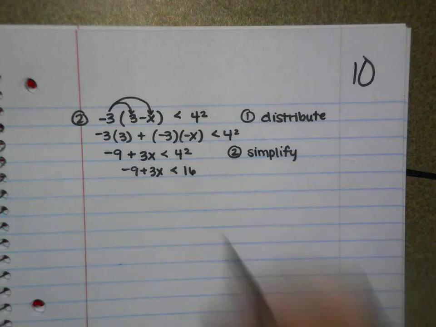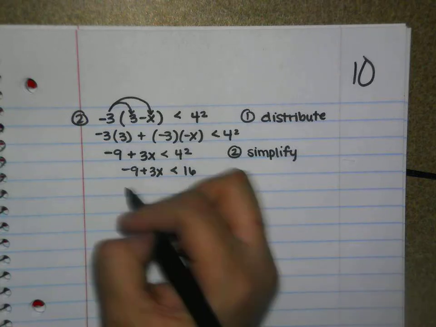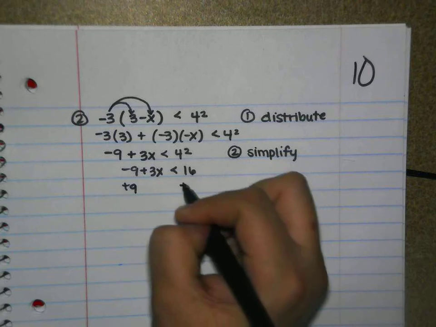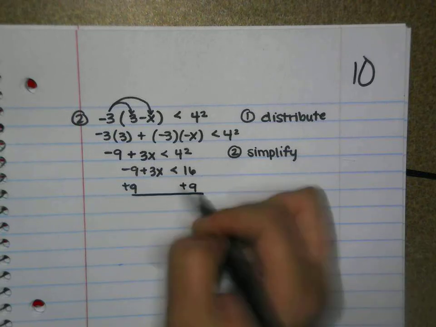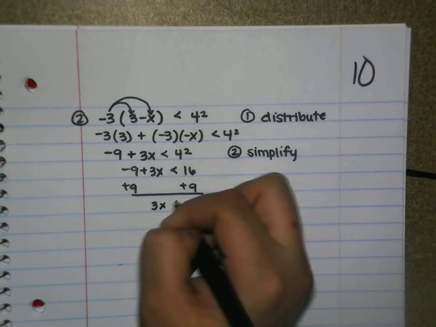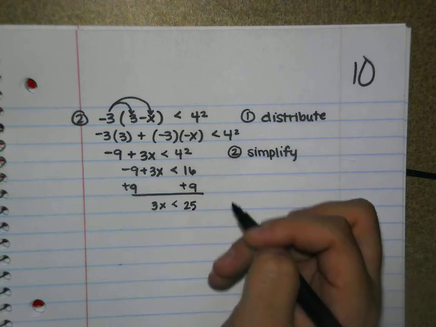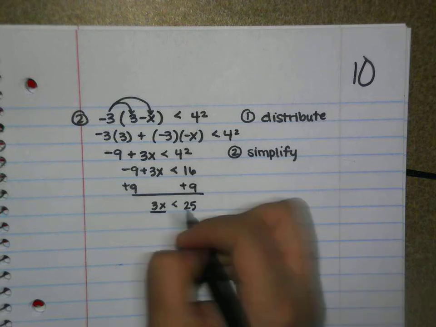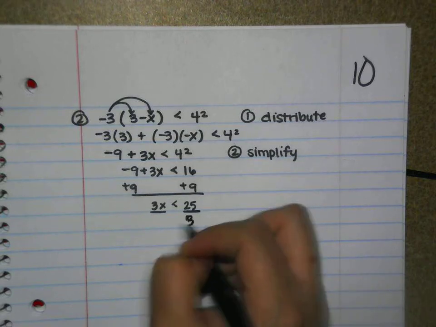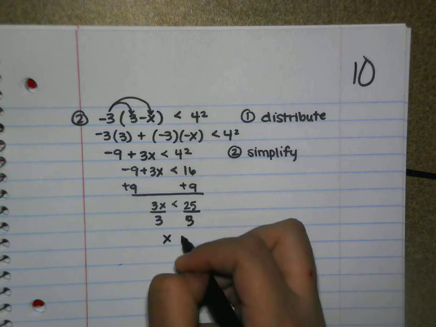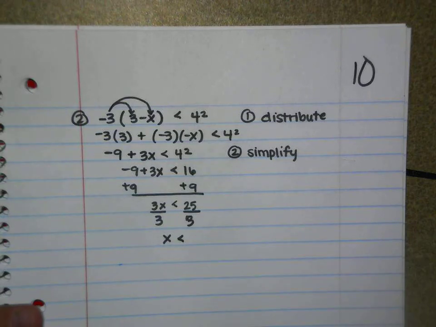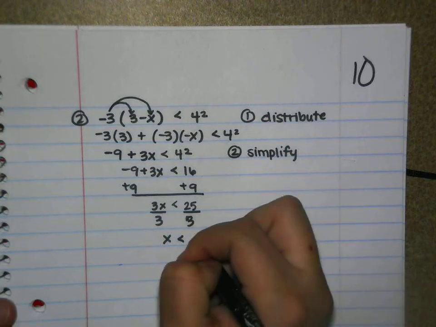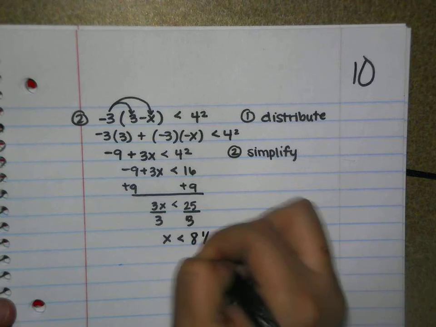Now we're going to add or subtract if the constant is by itself. So we're going to add 9 to both sides because that is the constant by itself, leaving us with 3x is less than 25. We're going to divide both sides by 3, and that's going to give us x is less than 8 1/3. So we could just leave it at 8 1/3.